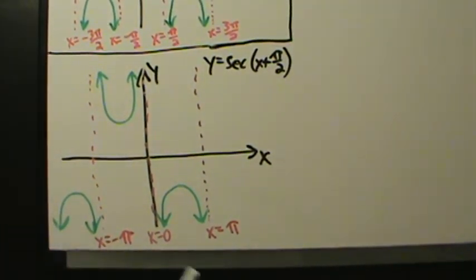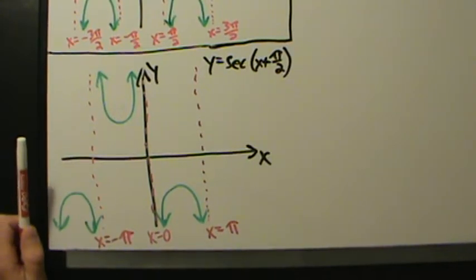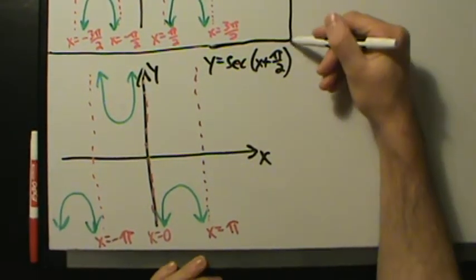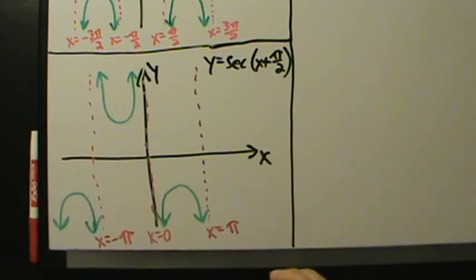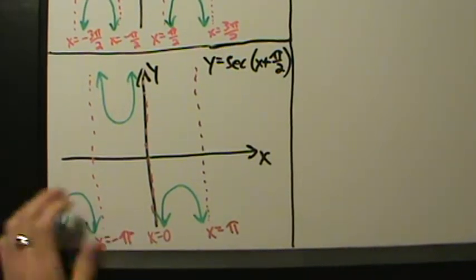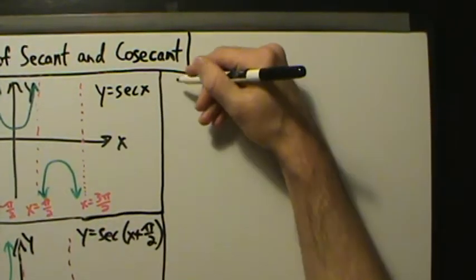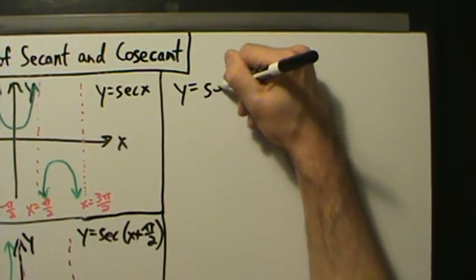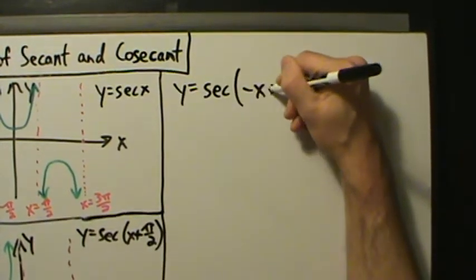So now one last thing to do before we can get the graph of the cosecant function. So let's box this off here. All right, now what I want to do is one last thing. So I want to take y equals secant of negative x plus pi over 2.